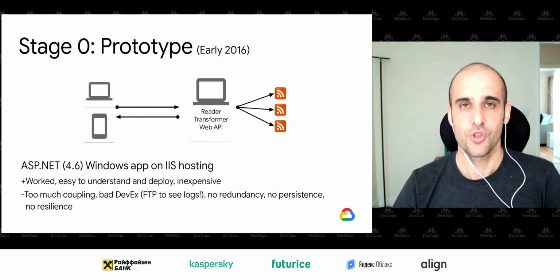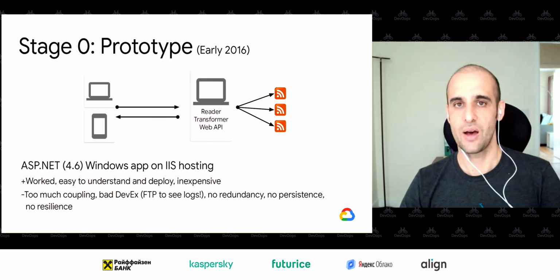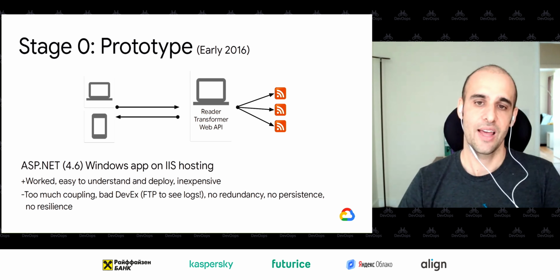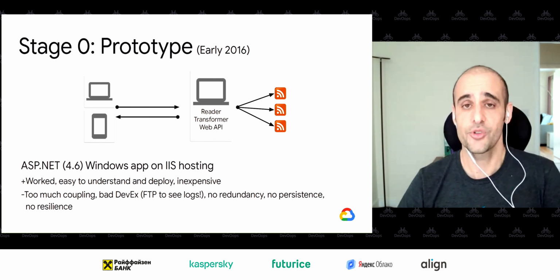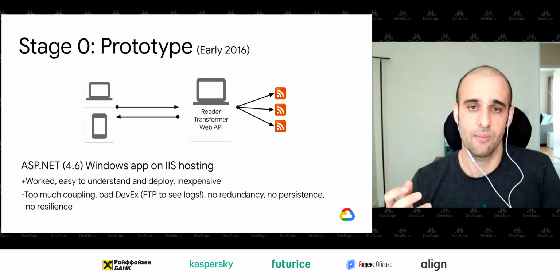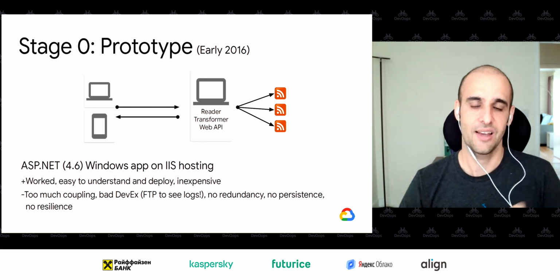And our application was totally not resilient. We didn't have any redundancy, so we had a single machine running our application. If that machine went down, the whole thing went down. We didn't have any kind of persistence, so everything was in memory. We chose that for simplicity because we didn't have that much data, so we could keep it in memory. But at the same time, again, if the app went down, we lost our data.